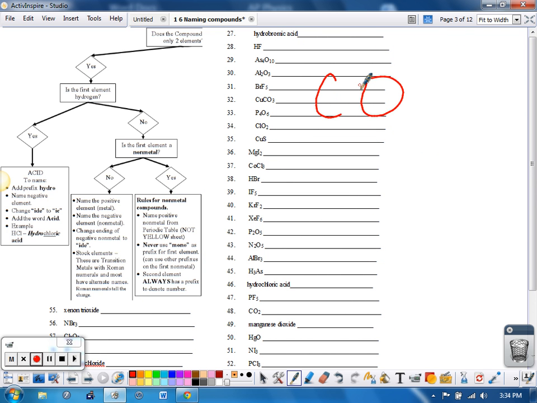CO. Now CO, carbon. We look at the thing: is the first one a hydrogen? No. Is the first one a metal? No. Is it a non-metal? Yes. So we're going to say carbon. We are not going to put anything here, and then we've got oxide. And we always have to put something here, so it's monoxide. And we leave the O off.